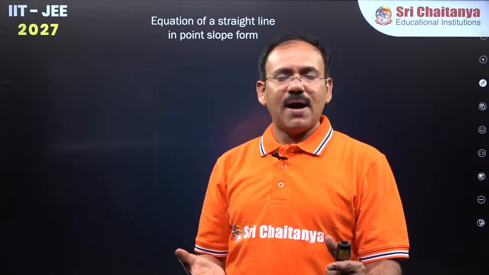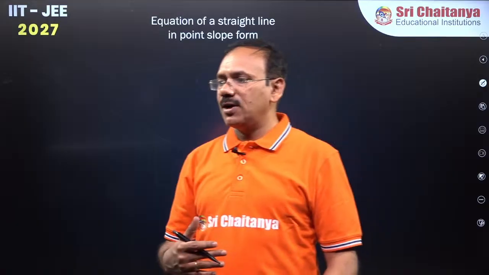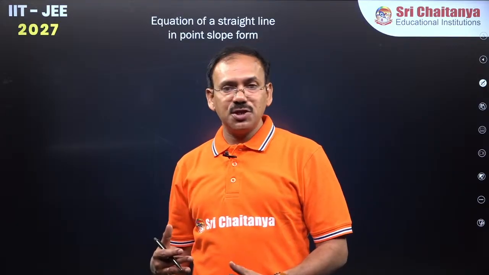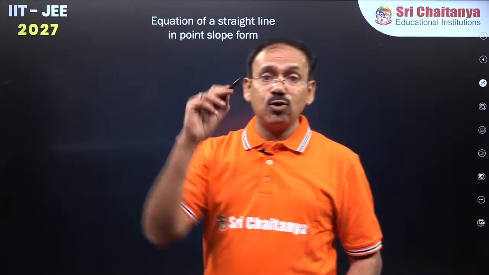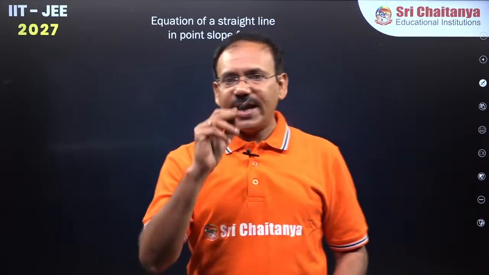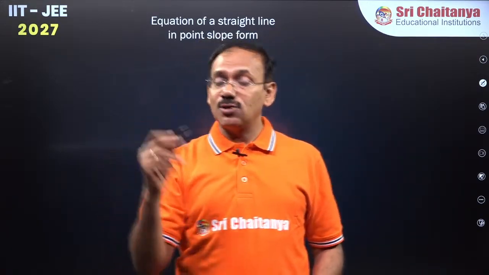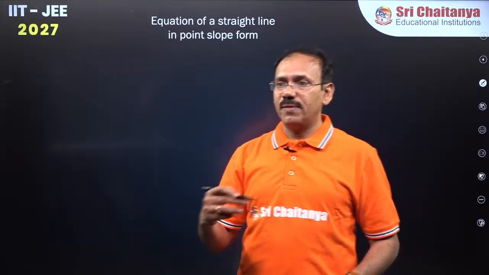If two lines are parallel, obviously slopes are equal. If two lines are perpendicular, m1 into m2 is equal to minus 1. And most importantly, instead of theta, if 2 points are given on the line, say (x1, y1), (x2, y2), we can find the slope like (y2 minus y1) by (x2 minus x1).